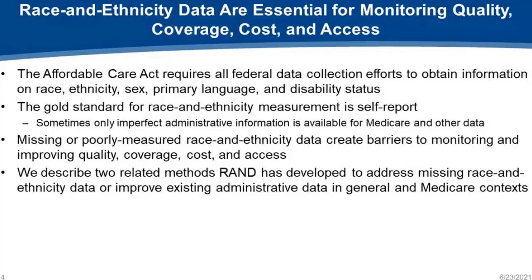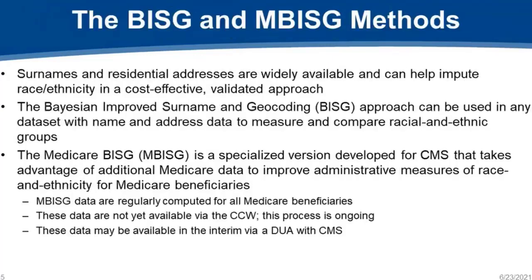In this, I'm going to describe two related methods that we've developed to address missing race and ethnicity data or to improve existing administrative data. One that's meant for more general context and one that's more customized to the Medicare context. So these two methods are the BISG and the MBISG method. The M stands for Medicare.